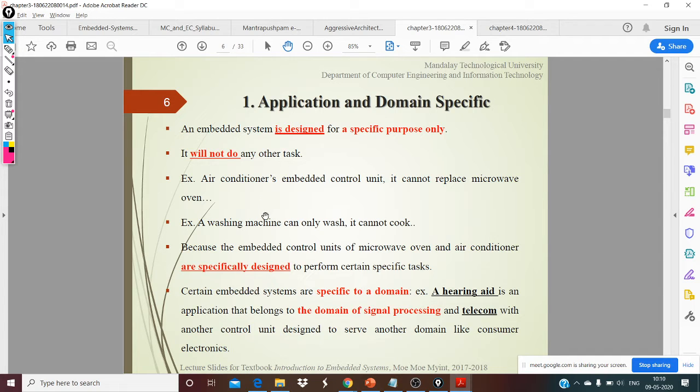And the second point is domain specific. If you take a hearing aid as an example, this hearing aid is an embedded system that comes under the signal processing domain. Similarly, you have several other embedded systems. One embedded system would be there for automation, like industry automation. I'm sure you would have seen videos on YouTube of how chocolate is made, how pencils are made.